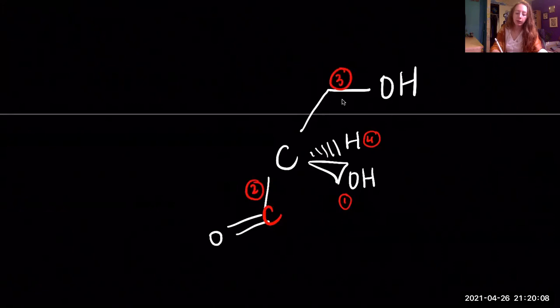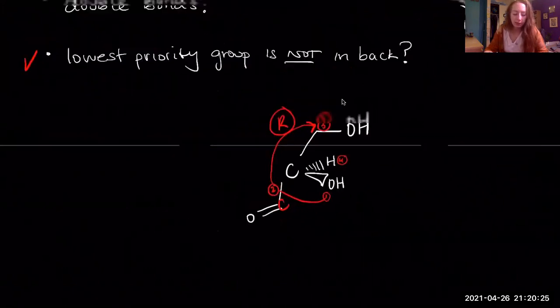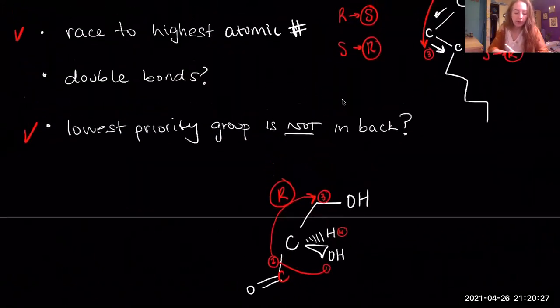So we're going to connect 1, 2, and 3. This is going clockwise. And is our lowest priority group in the back? Yes, we don't need to touch it. So this is R. Perfect. Final answer.